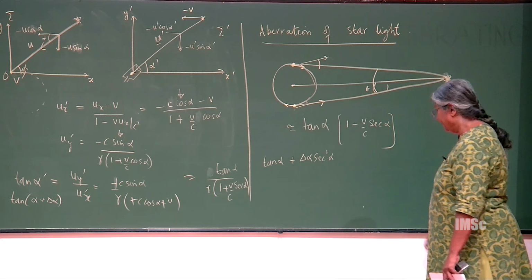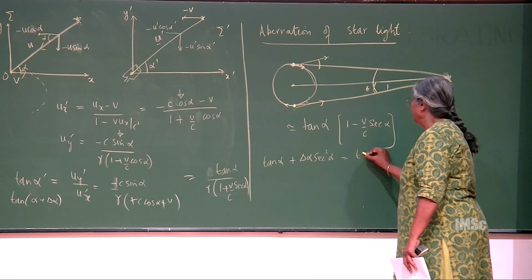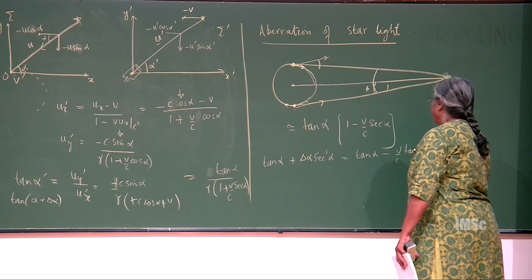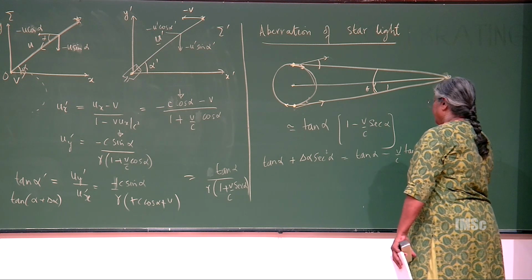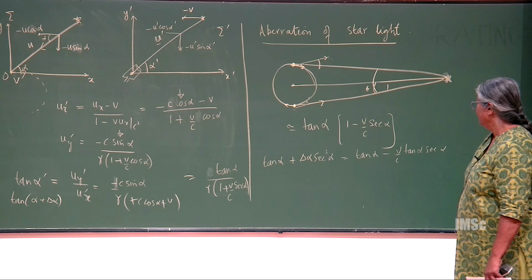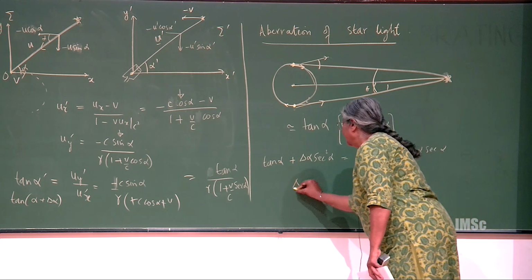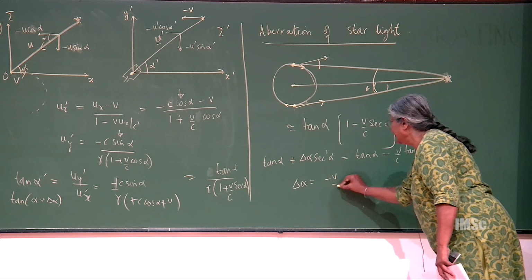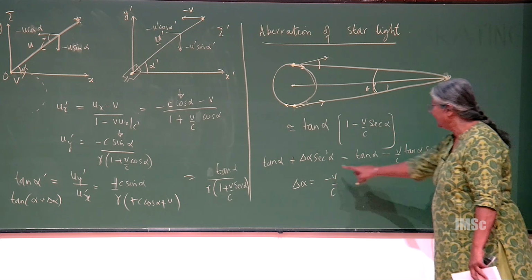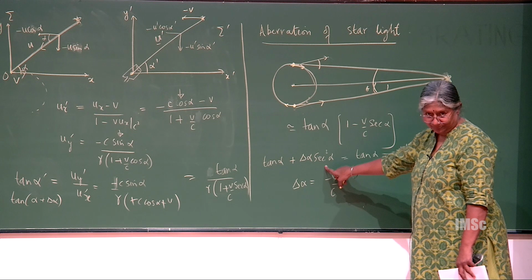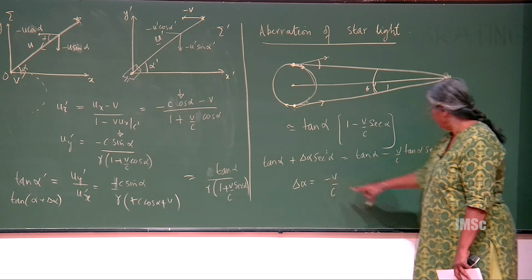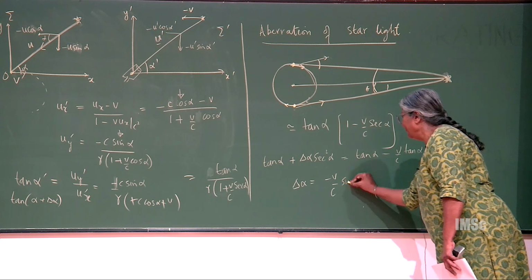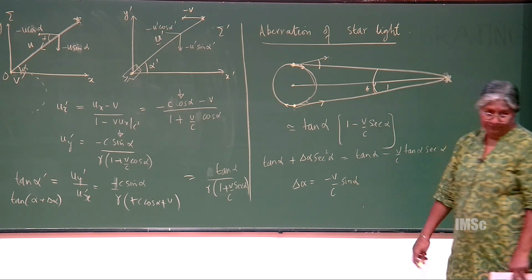And I am not going anywhere further, is equal to tan alpha minus V by C tan alpha secant alpha. So you can immediately see that delta alpha is equal to minus V by C. Secant alpha cancels. Secant is 1 by cos, tan is 1 by cos, so the cos and cos cancel, and I have 1 by c sin alpha.